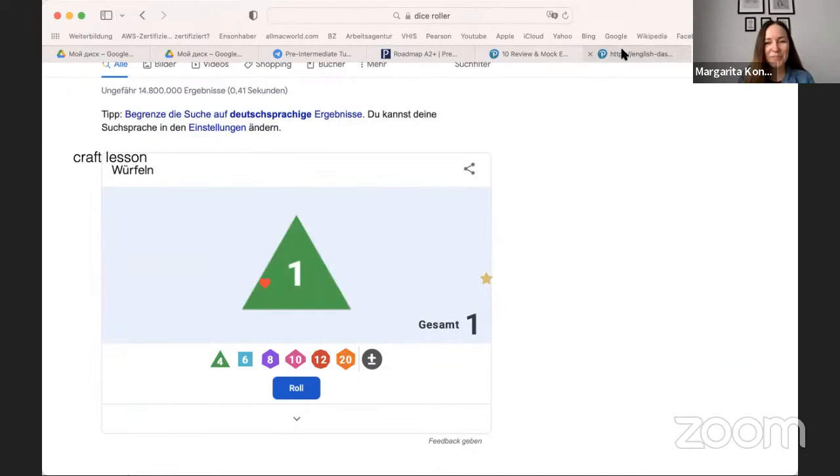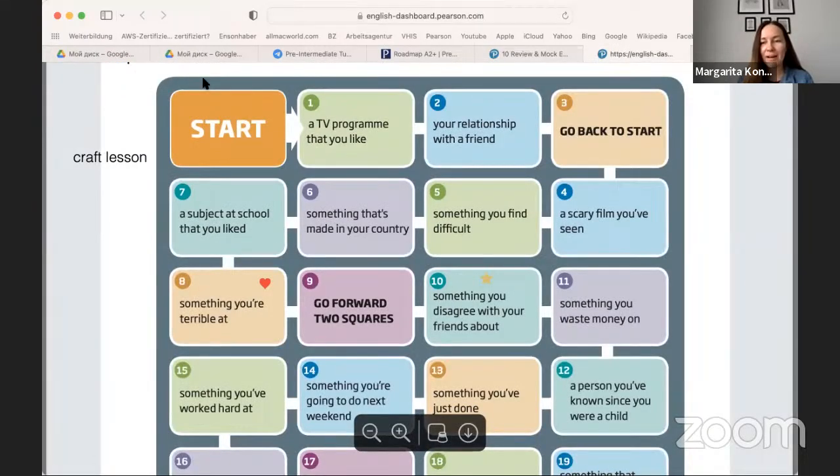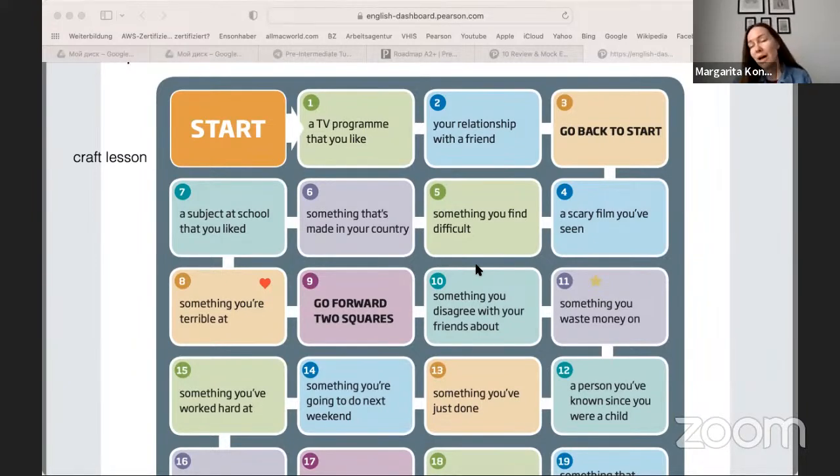I throw the dice. 1, and I go to number 11. Something you waste money on. Okay. You know, I don't think I waste a lot of money on something. But sometimes I buy clothes that I don't wear very often. Sometimes I buy cosmetics which I don't use a lot. But it doesn't happen very often. So maybe a little bit I waste money on clothes and cosmetics. What about you? What do you waste money on?